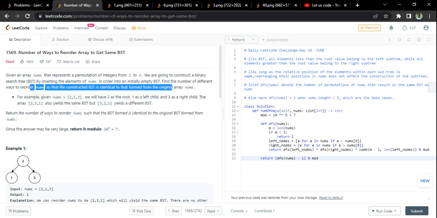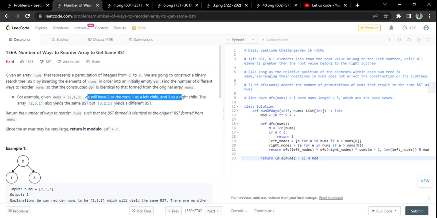They have given an example. If the original is 2, 1, 3, you can see that the first one will always be the root of the main BST. Now the elements which are less than 2 will go to its left subtree, and the elements which are greater than 2 will go to its right subtree. That is the basic idea. So we'll have 2 as the root, 1 as the left side, and 3 as the right side. Because 1 is less than 2, it will go to the left, and 3 is greater than 2, so it will go to the right.